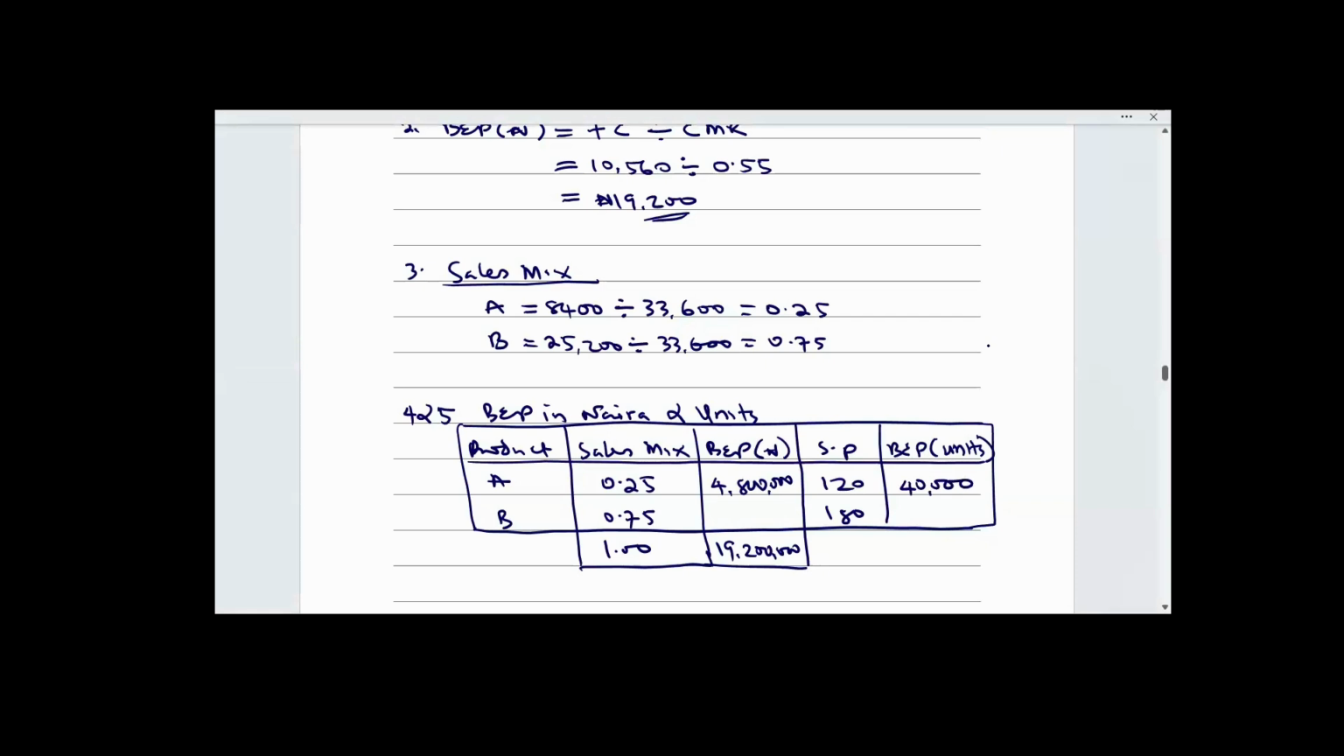Okay, that's that. Then 0.75 multiplied by 14,400,000, divided by 180 naira. What do we get? 80,000 units. So that's that. We are done with the first requirement, which is just 6 marks out of 15 marks. Okay, that's something. Then let's move to B.